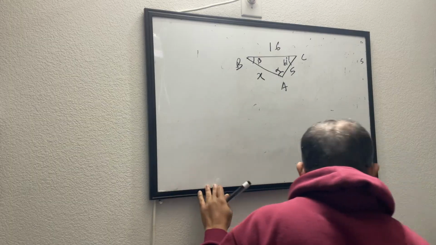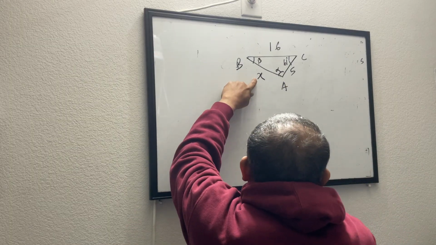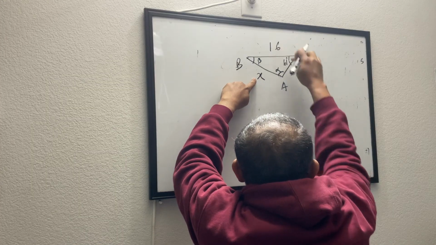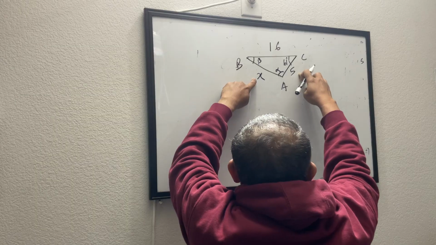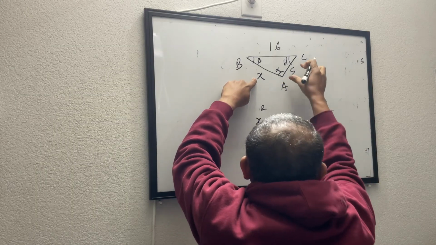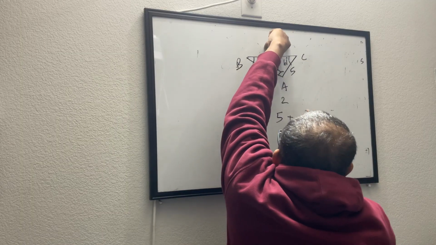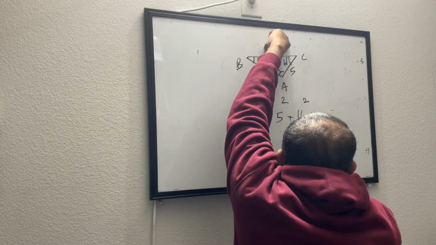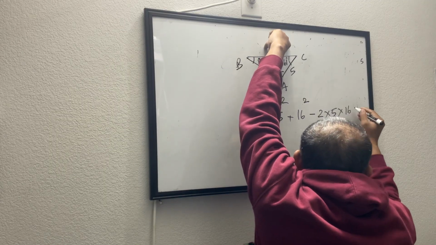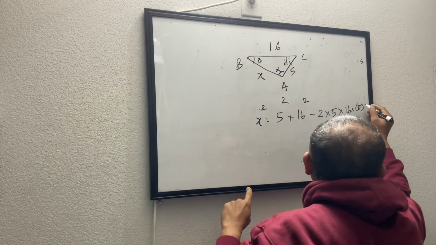That is where law of cosine says, okay, if you have an angle known to you and the two sides that are making that angle, then you can find the third side. So x squared will be equal to the sum of the squares of the two sides. So 5 squared plus 16 squared minus 2 times the two sides, into cos of the angle made between the two known sides, cos of 61 degrees.